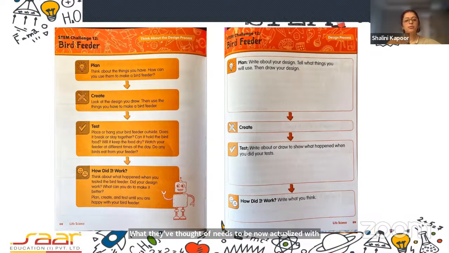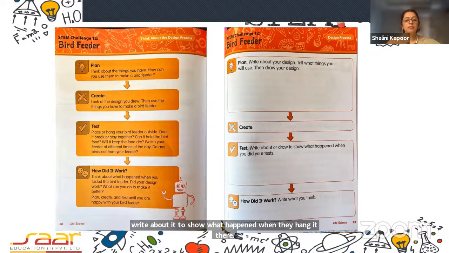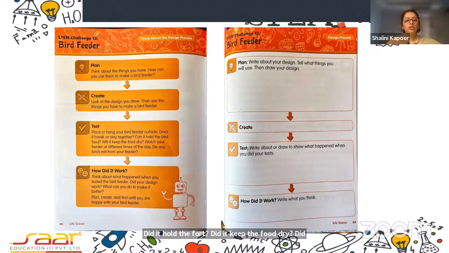After the creation process, the children will hang their bird feeders and let it stay there for a week, 10 days maybe, and keep observing it every day and write about it to show what happened when they hung it there. Did it hold the food? Did it keep the food dry? Did you watch it at different times of the day? And did any birds actually eat from the feeder? So these are the testable questions that the children will need to answer.